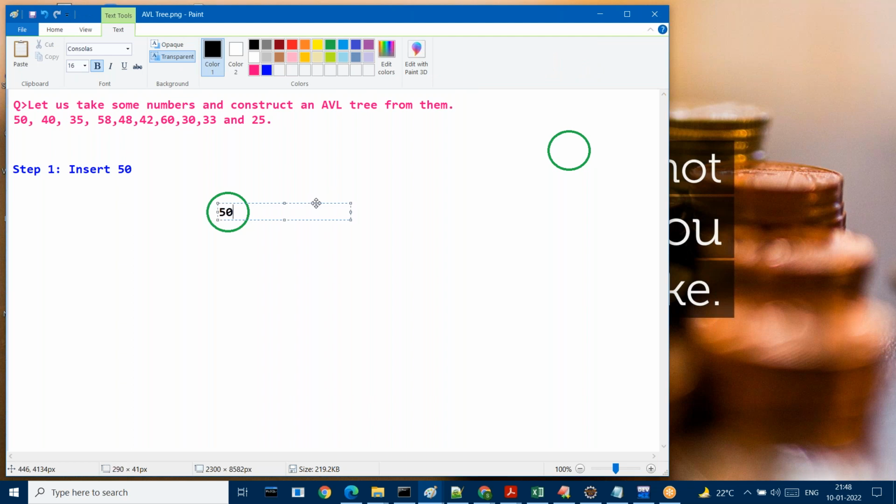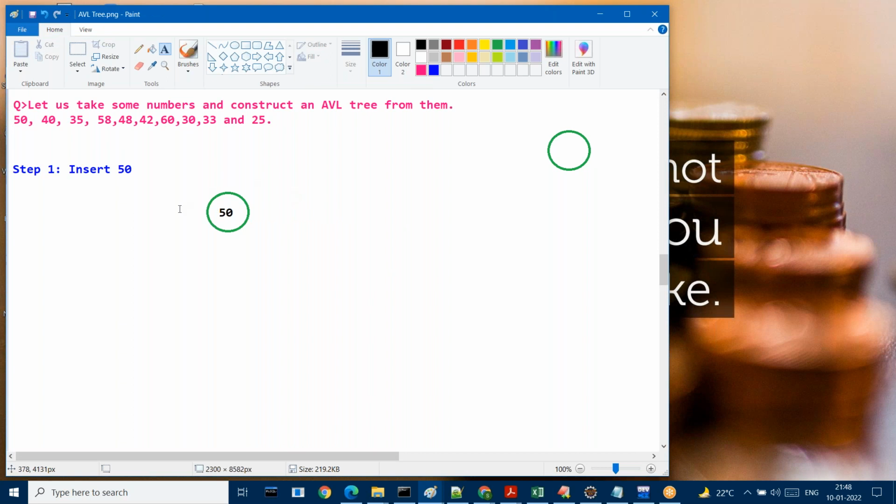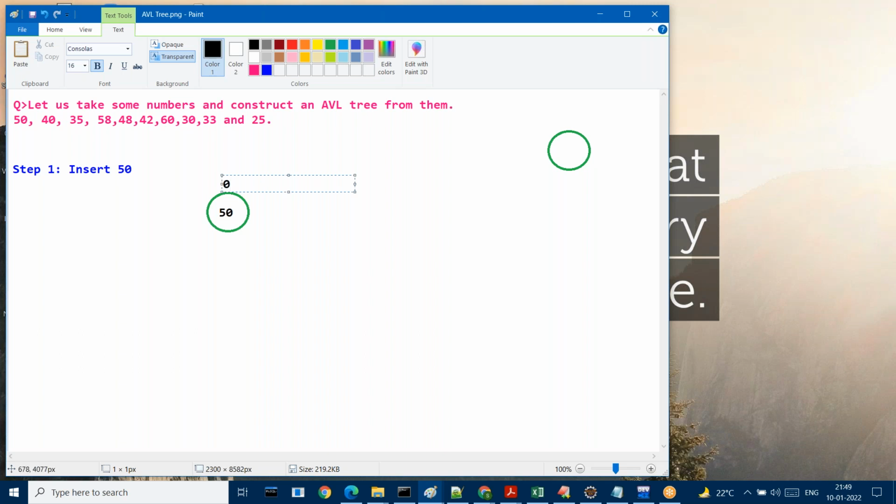In the tree currently, how many nodes do you have? Only one. Is the tree balanced, students? What do you say, guys? Respond in the chat box. Is my tree balanced? Yes. Why? Because currently in your tree you have only one node and the balance factor of that node is 0. Because height of left subtree is 0, height of right subtree is 0, 0 minus 0 is 0, so the balance factor is 0. So the tree is balanced. Super.